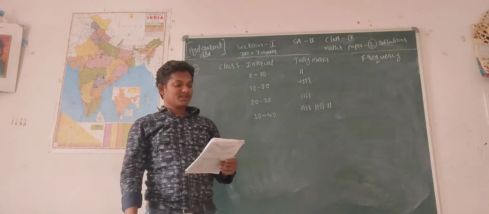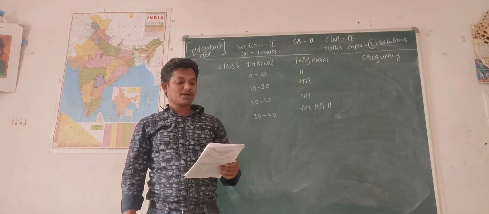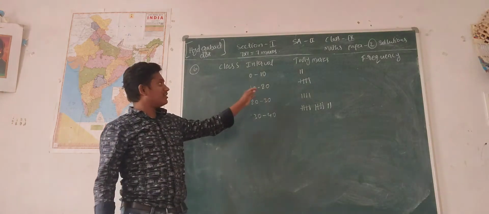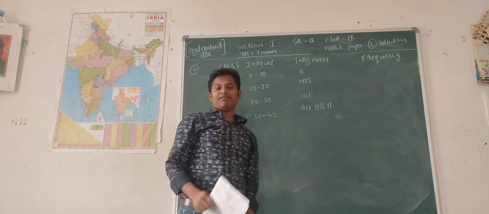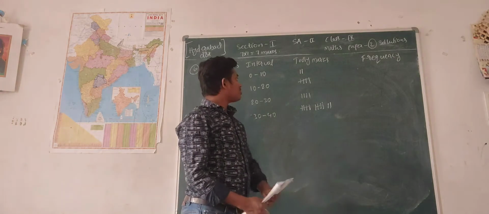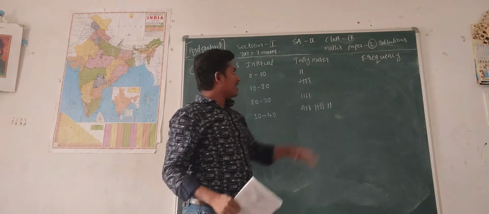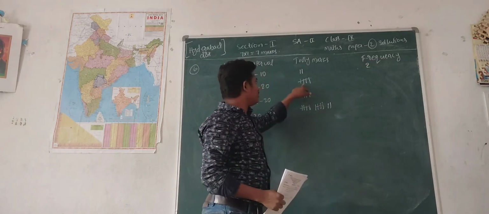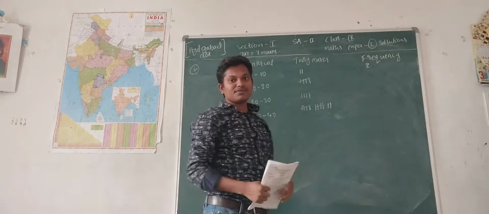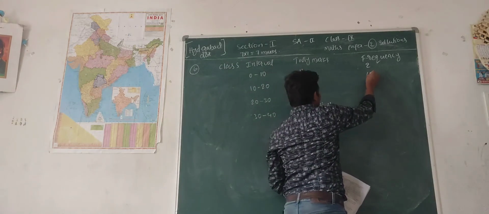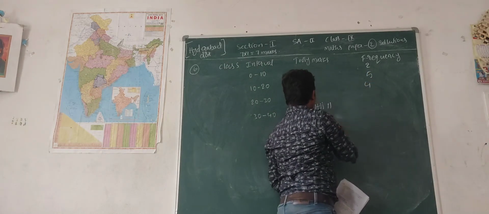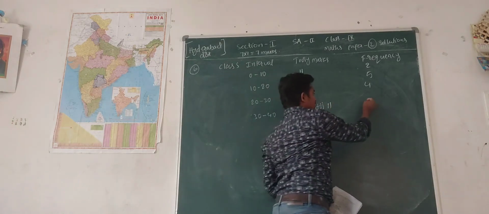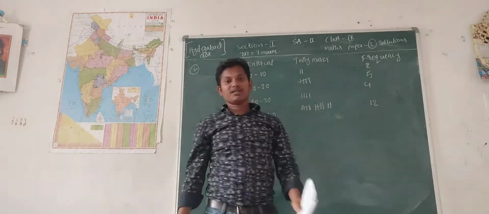Okay, next one. Sixth one, write the frequencies of classes by observing the tally marks. We have given this class interval and tally marks, and we have to write frequency. So observe here tally marks are 2, so frequency also 2, and here 1, 2, 3, 4, and this one is 5. So frequency is 5, and this one is 4, and this one 5 plus 5, 10, 10 plus 2, that is equals to 12. These are the frequencies, okay?